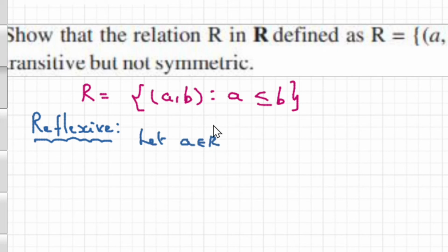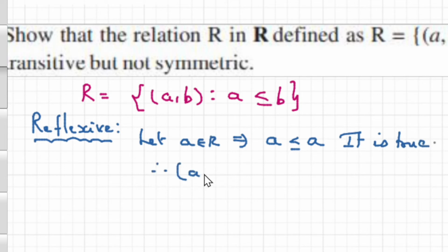Both A and B must be replaced by the same element A. And from this you see A is less than or equal to A. A and A are both equal, so the less than or equal to condition holds, which is true. Therefore A comma A belongs to R. Thus R is reflexive.